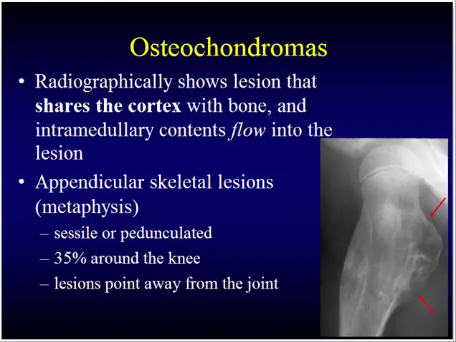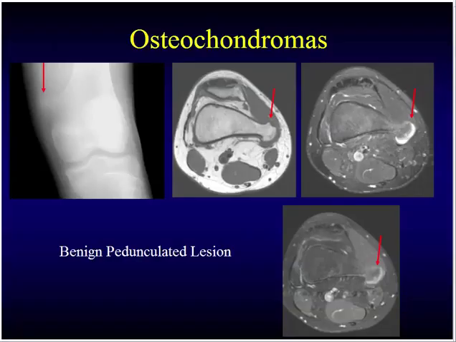The lesion shares the cortex with the bone, as compared to parosteal osteosarcoma or MOT. We showed the difference already. The intramedullary contents flow into the lesion from around the periphery or from around the normal bone. These are seen in the appendicular skeleton, in the metaphysis. As mentioned, sessile or pedunculated, about a third of them around the knee. And the lesions typically point away from the joint.